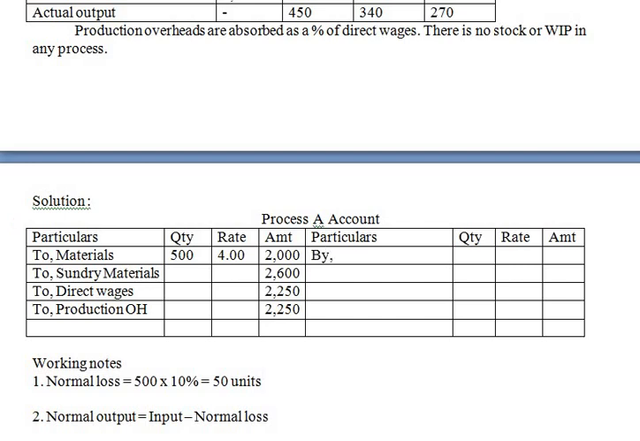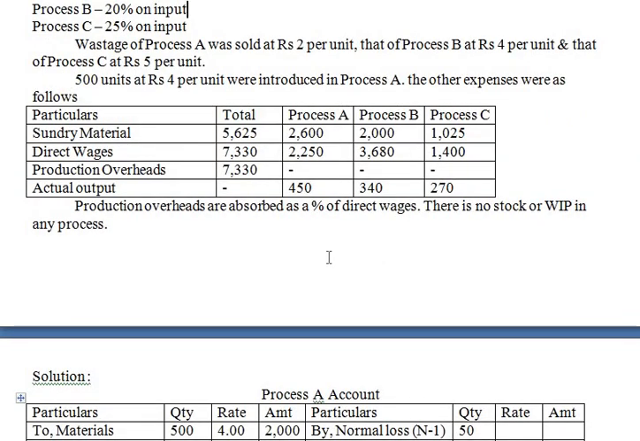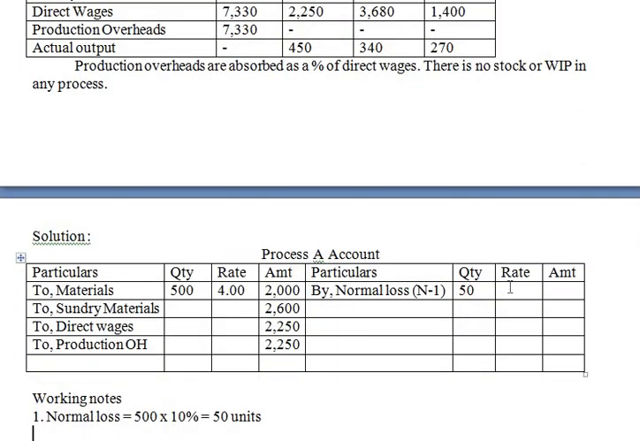Now come to the credit side of process A. By normal loss, in bracket you can write note number 1. Quantity is 50. Now realizable value is given. For process A it is 2 per unit. So rate 2 and amount is 100.